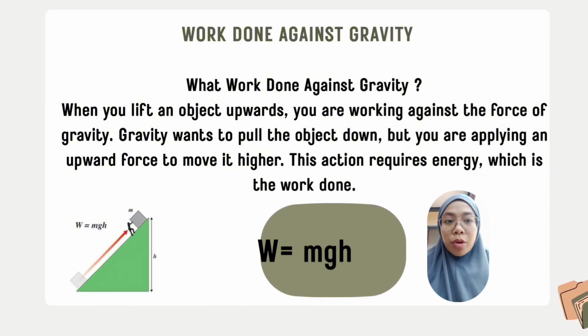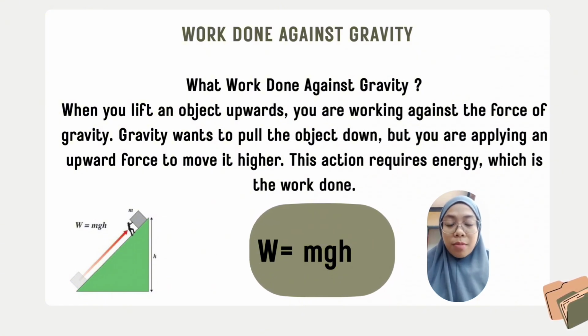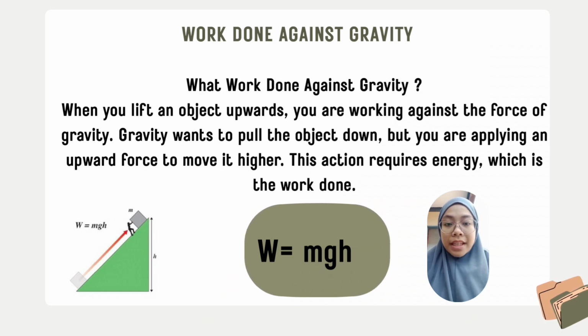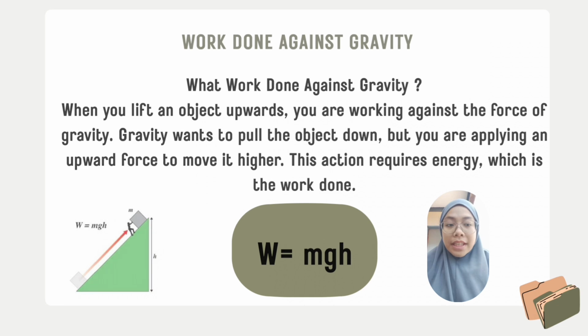So, the formula for work done against gravity is W equals M multiplied by G multiplied by H. W is work done in joules, J. M is for mass of the object in kilograms. G is for acceleration due to gravity, which is 9.81 meters per second squared. H is for the height the object is lifted, which is in meters.